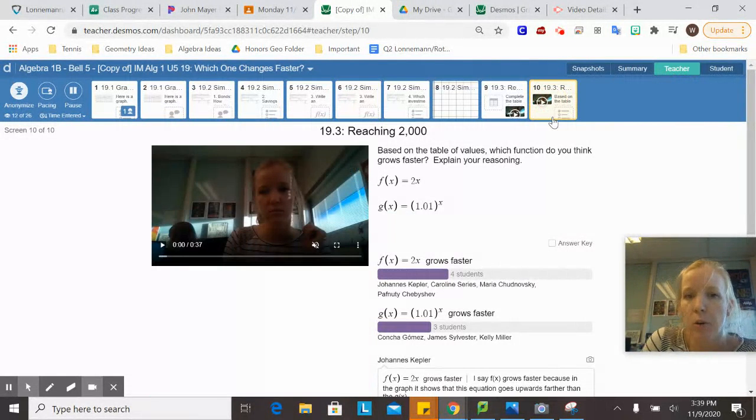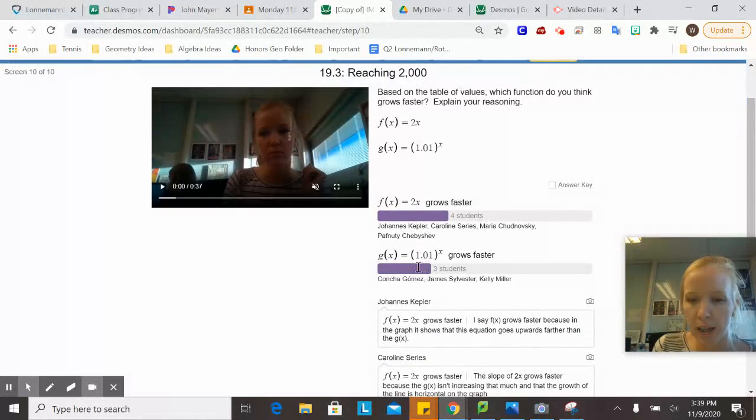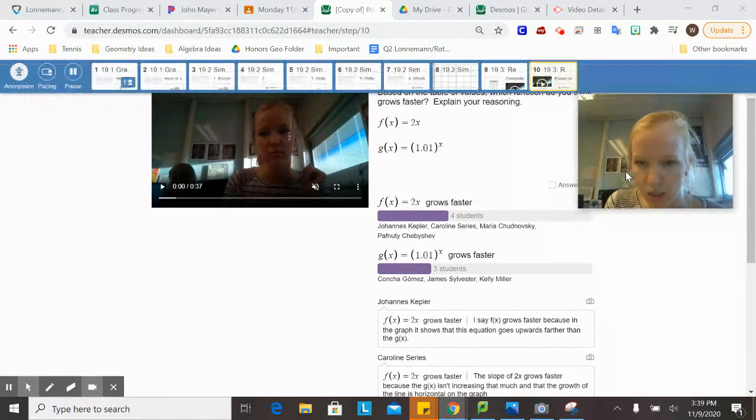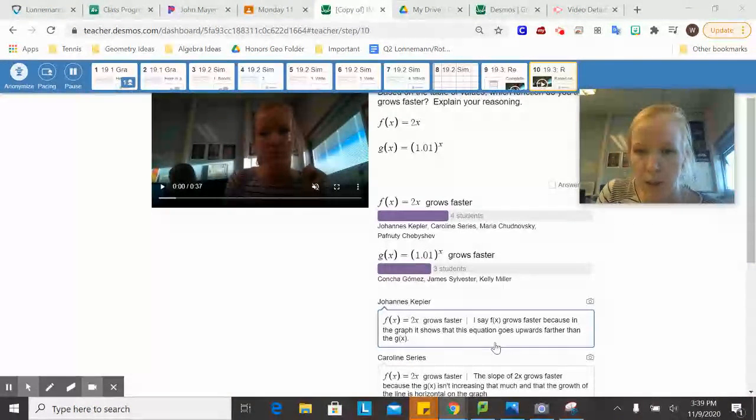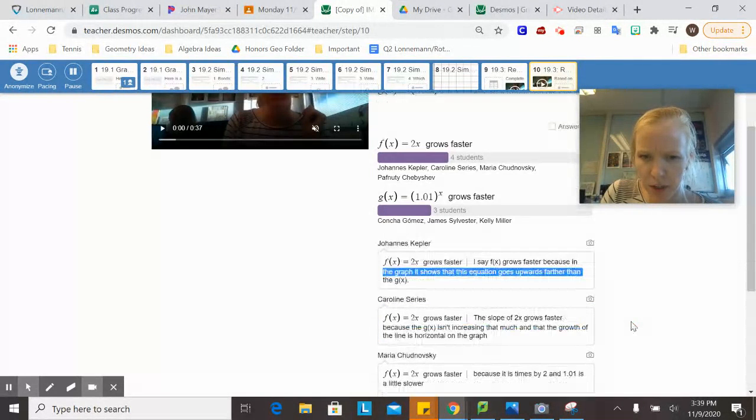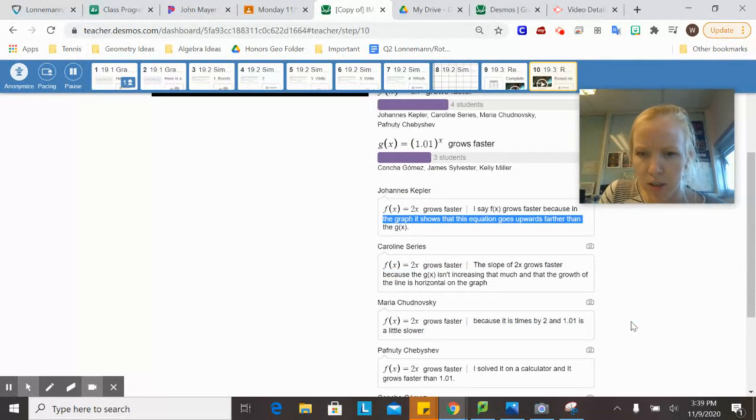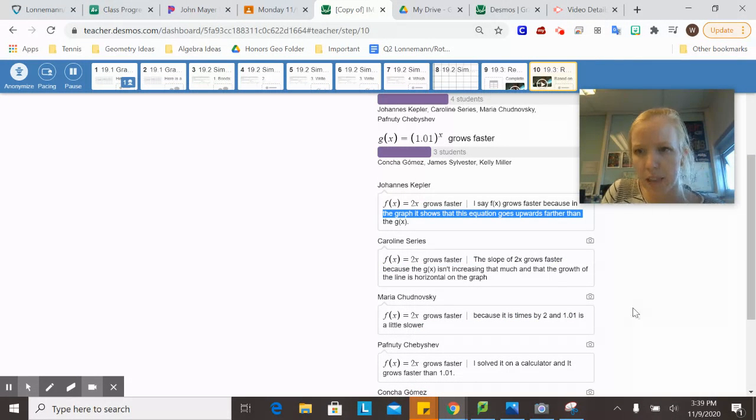Just being slow. We want to figure out which one grows faster and explain your reasoning. So it looks like more of us chose 2x. And let's look at one of these answers. In the graph, it shows that this equation goes upwards farther. The slope of 2x grows faster. So initially, the 2x is the better choice.